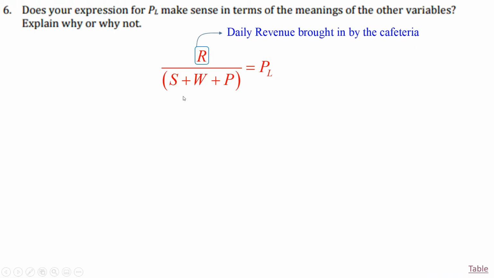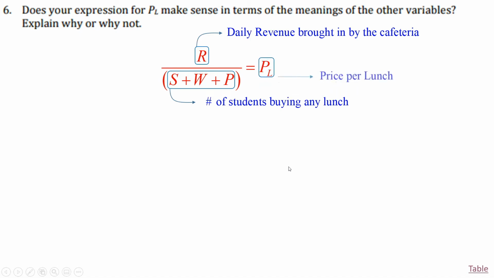And then S plus W plus P, wasn't that the number of students buying any lunch? Because that's all my lunches right there. Number of students buying any lunch. Okay, so let's think about that. Daily revenue brought in divided by the number of students buying any lunch. Would that give me price per lunch? That makes total sense. So that works. Price per lunch. Yeah, makes sense. Okay, so I think our table's all updated, so we can just move on.